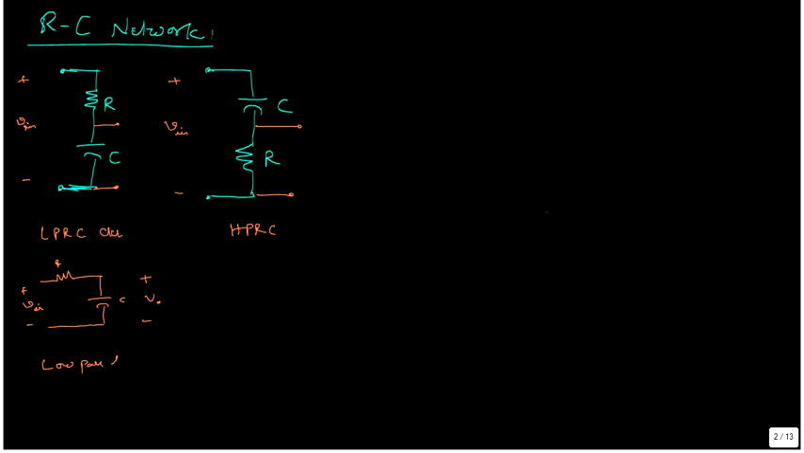It acts as a low pass filter. The well-known circuit for this one is this. Here also both are in series only. Now you are taking output across the resistor, so V0 is nothing but VR. The voltage across the resistor is now the output for the same circuit. You are applying the same input. Then it is called a high pass RC circuit. It acts as a high pass filter.